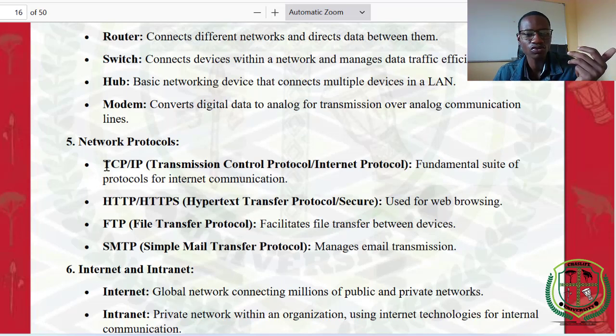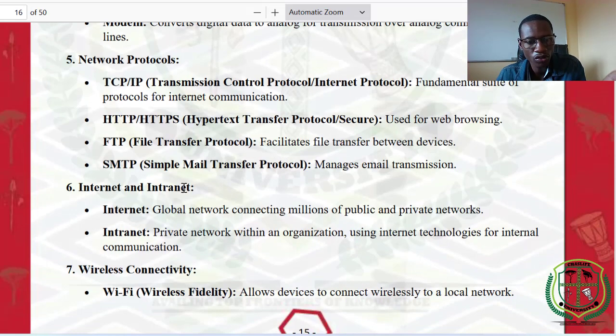Then there's what we call TCP/IP. It is a suite for internet communication. For you to connect to the internet or a network, you need an IP address. All these protocols are instructions that we will look at properly in the next chapter. For now, these are the set of protocols that are there. So when you're asked, do not fail to answer the question.